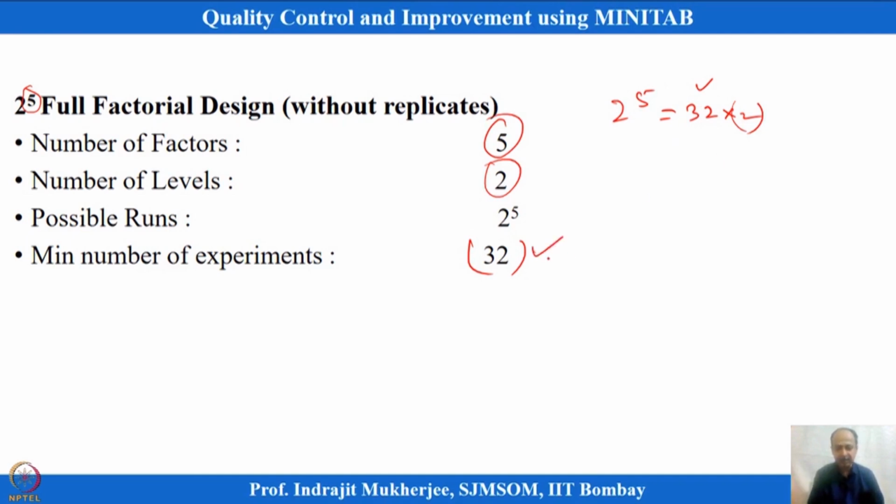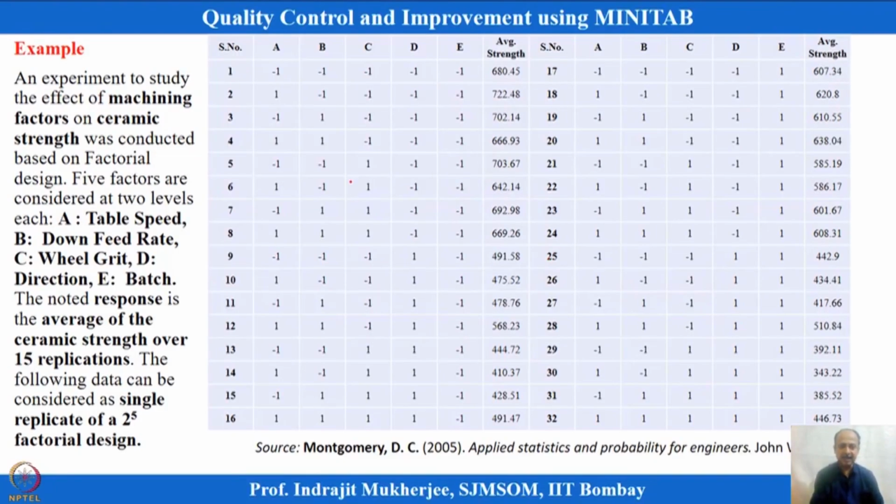So, I can do up to 32 trials, but I cannot do 64 trials because a huge amount of cost is involved. This is a single replicate experiment, and I am showing you how to analyze a single replicate design like that. So this is 2 to the power 5 without replications, meaning no replicates basically. The experimental trial is given over here.